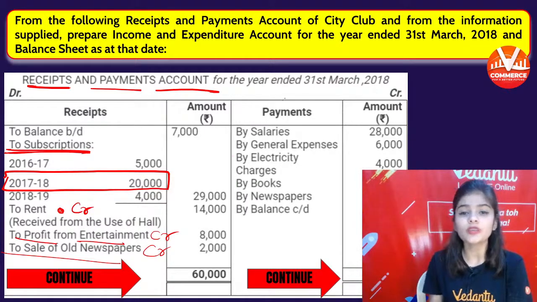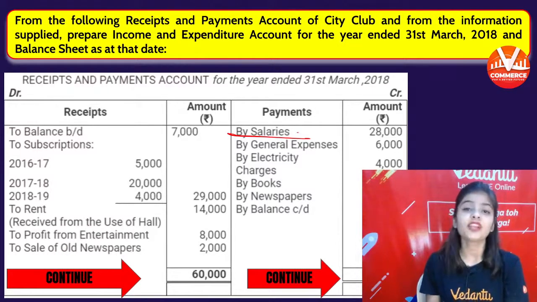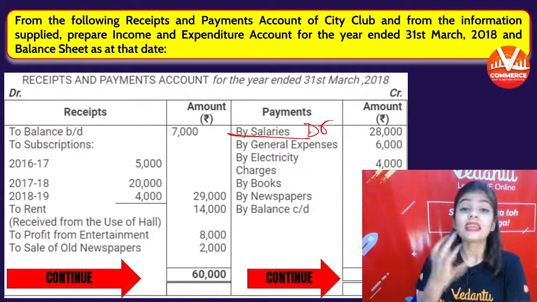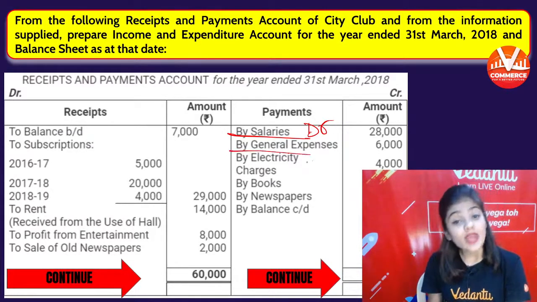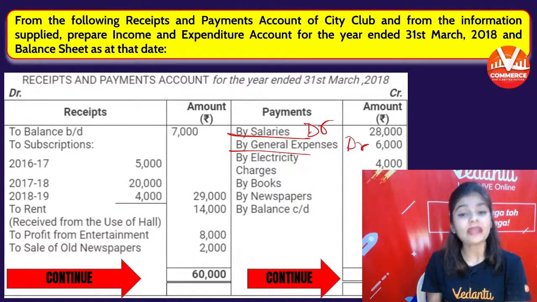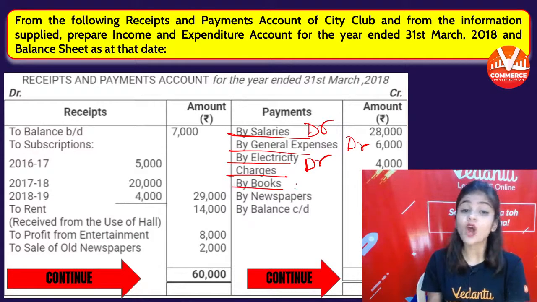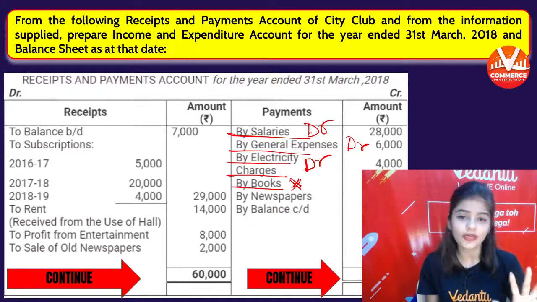Now coming on to the payment side. Which item will be recorded in the income and expenditure account? Salary. It is a revenue expense, so you will record on the debit side of income and expenditure account. ये आपका revenue खर्चा है, तो आप इसको record करोगे on the debit side. Then general expenses, yes, we will record on the debit side. Electricity charges, yes, we will record on the debit side. Books, no, we will not record books because this is capital expenditure, so you will not record it.